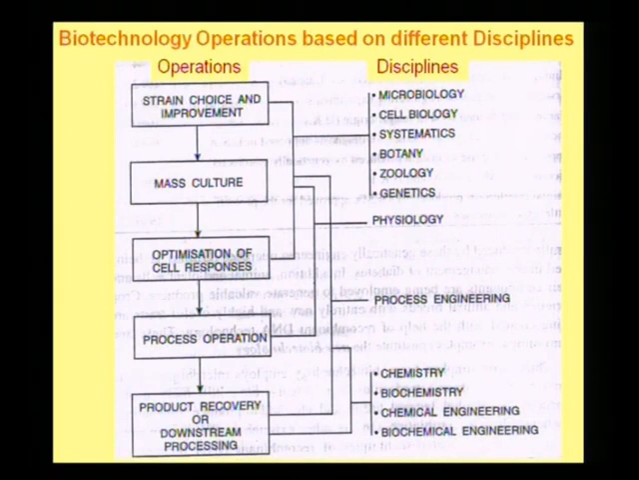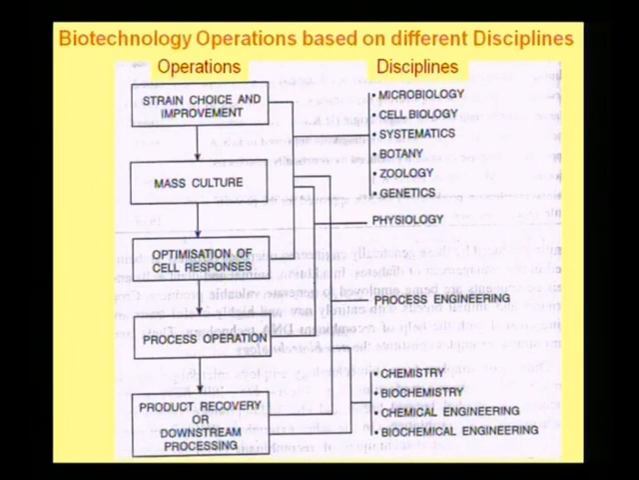Let us see. When we begin with the operations, suppose you want to improve some strain, we begin with the improvement of the strain. The procedure will make use of subjects like microbiology, cell biology, botany, zoology and genetics. Once you have improved the strain, then you have to go for the mass culture, which represents physiology. Then after collection of the mass, you have to continue with the optimization of the microbial responses.